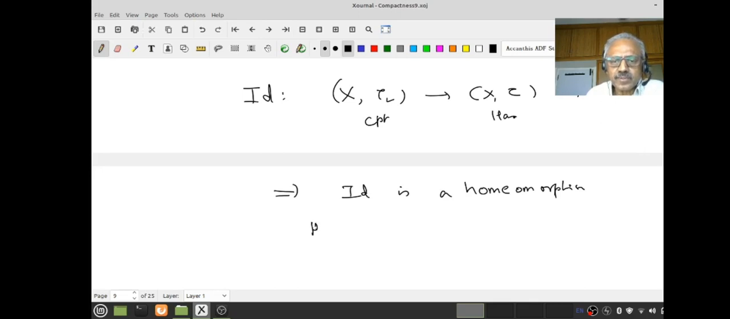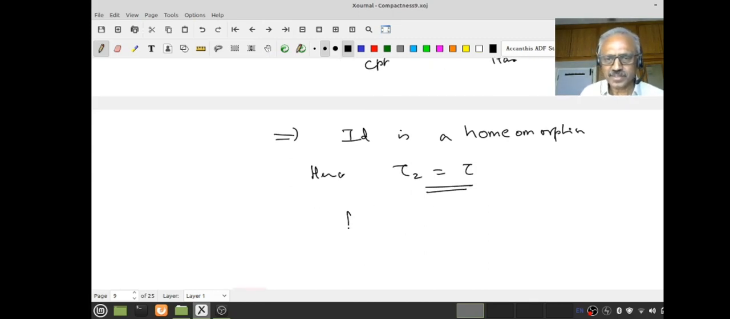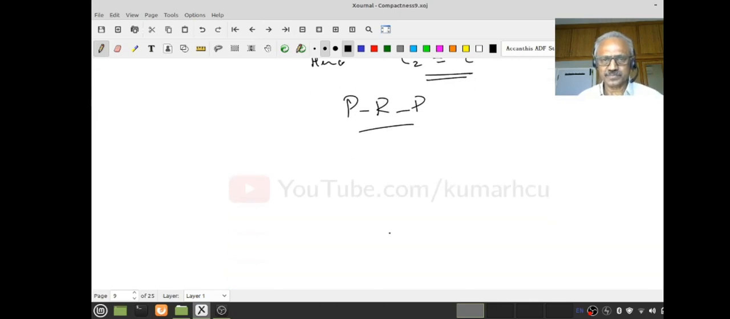Hence, the topology tau 2 and tau are the same. Okay, please pause, review, proceed. This is a subtle argument. It looks very cheap, very simple, but many times I have seen people getting confused with the argument. That's why I break it into small pieces.